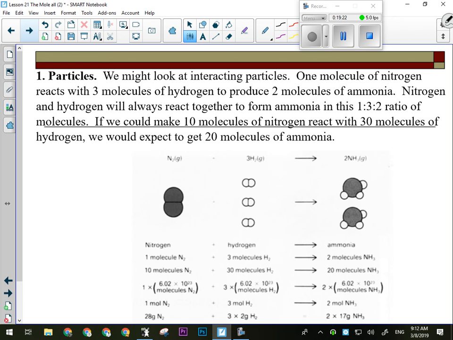So like we said here, one way we can interpret it is literally. The number of particles is the true number. We'd never notice a reaction that small, so we very rarely interpret it that way.